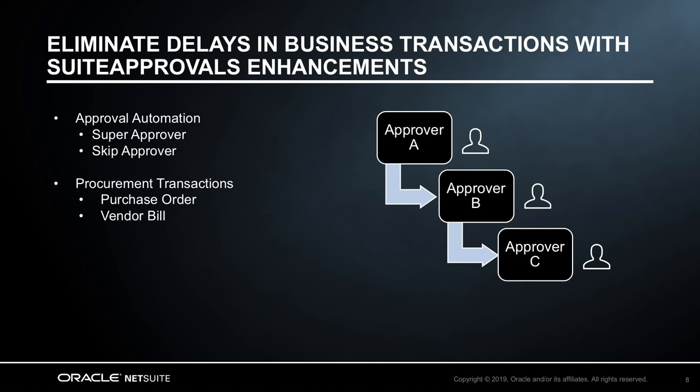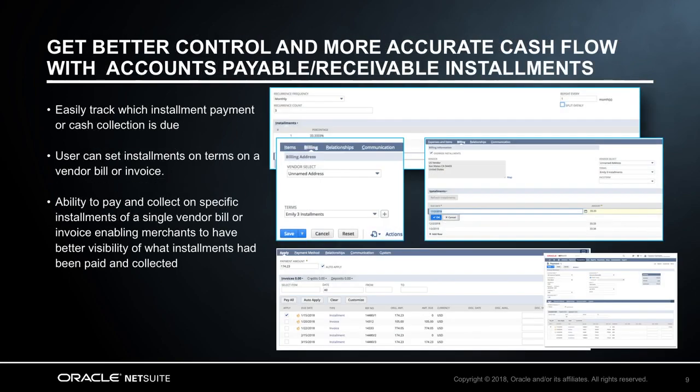We're also extending the Suite Approvals functionality to procurement transactions, allowing the business process owners to have more control on internal workflows. It's a common business practice in many countries to pay for purchases and collect payments in installments. To address this business need in 19.1, users will have more flexibility over installment payments and billings, gaining a better understanding of the aging of installment payments and cash receipts.